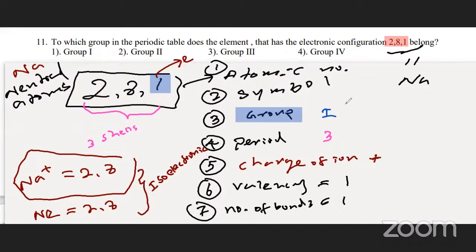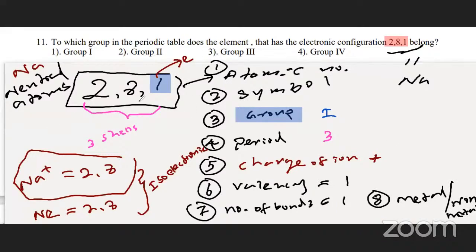You can see a lot of things. I could write many more things about this by looking at only the configuration. I wrote 7 important pieces of information we can get from the electronic configuration, taking the example 2,8,1. They can ask any of these. Number 8, whether it's a metal or non-metal you can also tell. If there's one outermost electron, it is group 1, and all group 1 elements are metals except hydrogen. You can decide whether metal or non-metal by looking at the configuration, because metals form only positively charged ions.